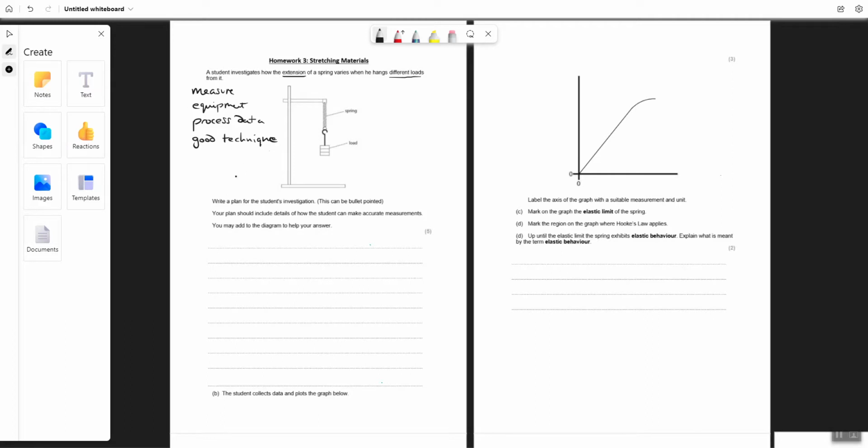So what are we going to measure here? Well, we don't measure extension. We've got to measure the length. So the first thing we'd want to do is measure the original length of the spring. Okay, so measure the original length of the spring. That's the thing we've got to do. The second thing we'd do is we would then add a load. Then we would measure the new length.